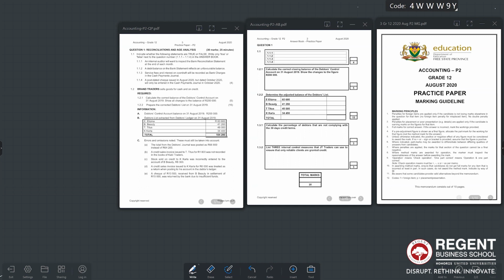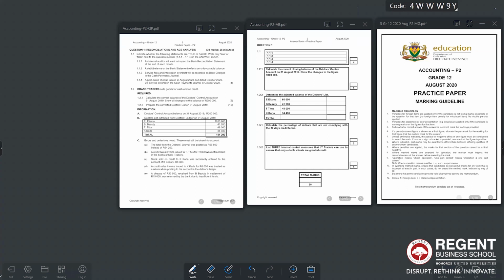Third one: service fees and interest on overdraft will be recorded as bank charges in the cash payments journal. That's false. You know the GAAP principle of matching, you must keep them separately. It is materiality. Interest must be shown separately from bank charges. Your credit card levy, service fee, cash deposit fee are bank charges.